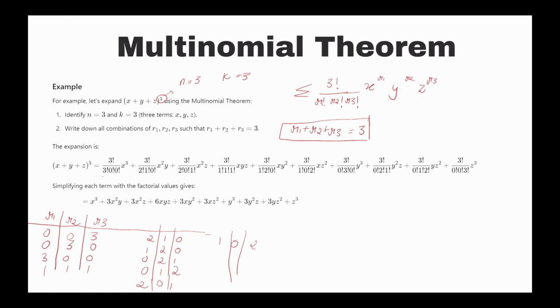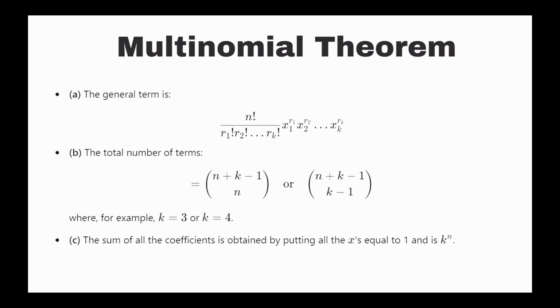Now, based on that, I'll simply write down my expansion as 3 factorial. I'll take the first case where I'm taking R1, R2 to be 0, R3 to be 3. Then I'll take the second case, third case, and add them all together. Based on that, this value becomes my expansion. So this is how you're supposed to solve questions of the multinomial theorem. Keep this in mind. The most important thing is that R1 plus R2 plus R3, up till Rk, should be equal to your n.